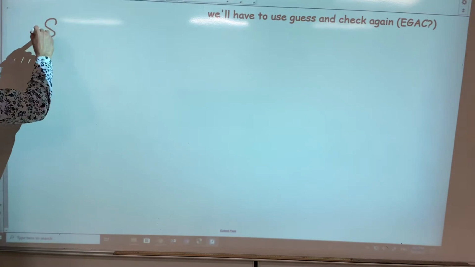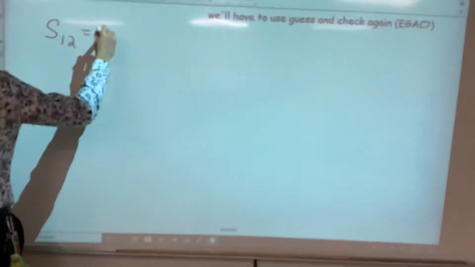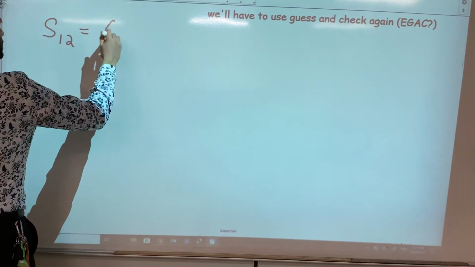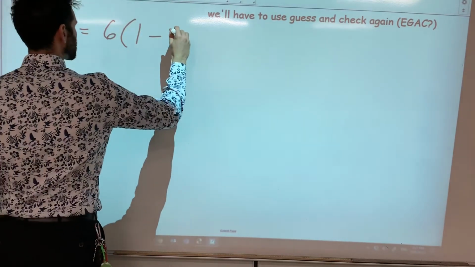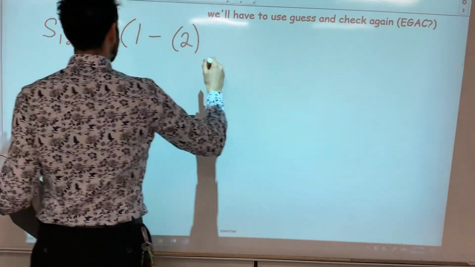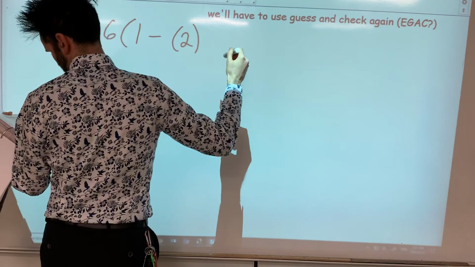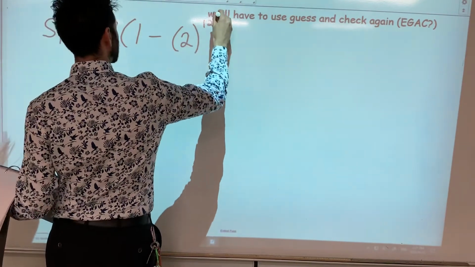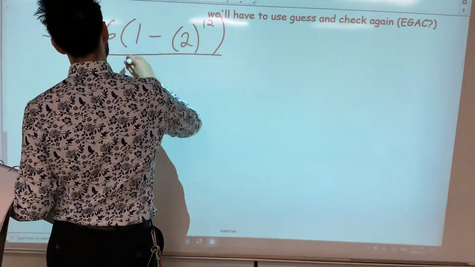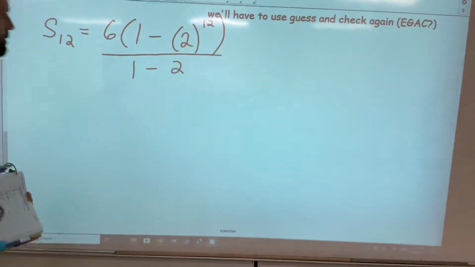So we're going to say sum of the first 12 terms is equal to, let's see, term 1 was 6. And then 1 minus r, which is 2. Now it's raised to the power of n, so 12, divided by 1 minus r. So that's the sum formula.